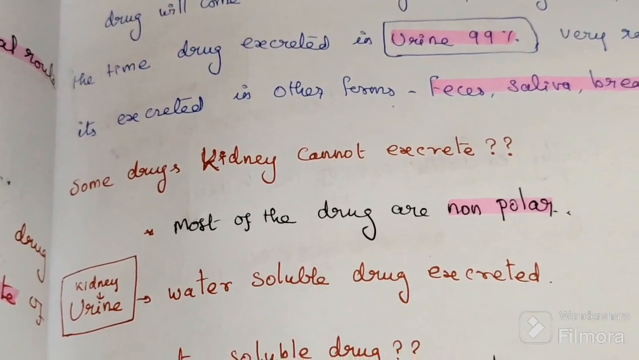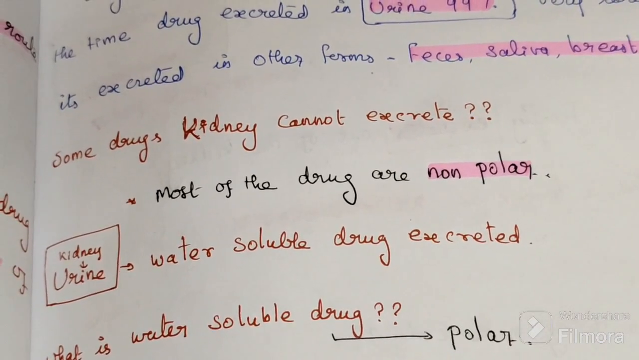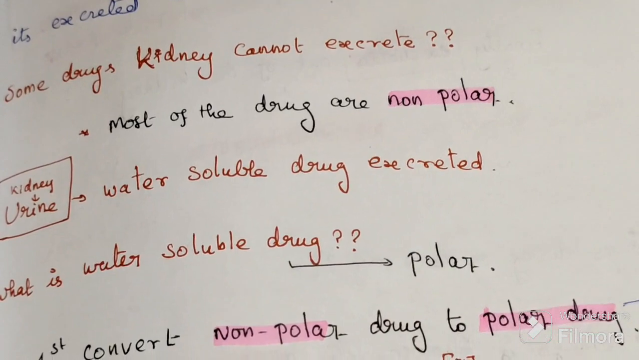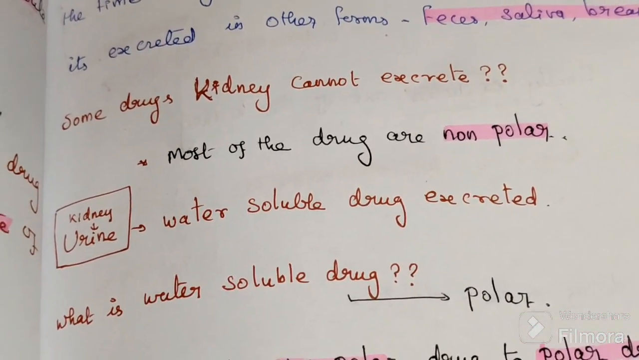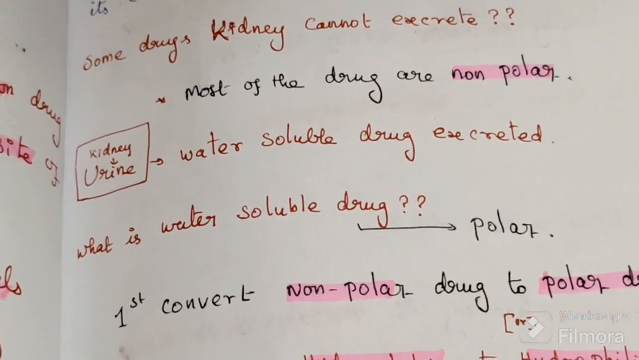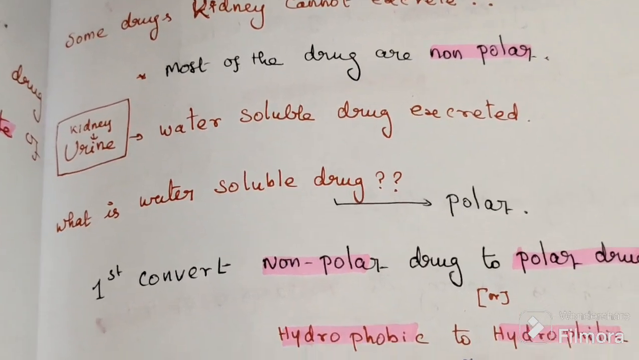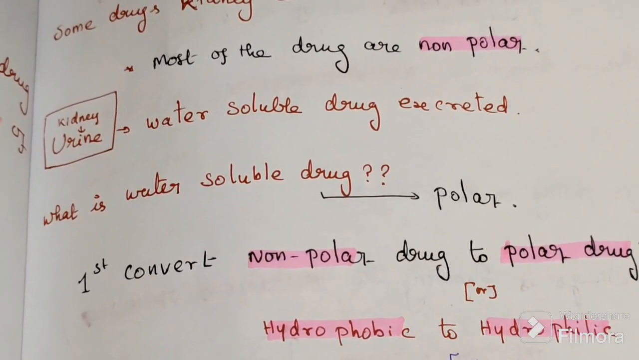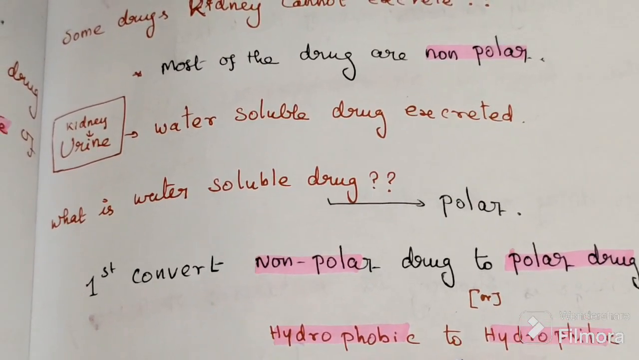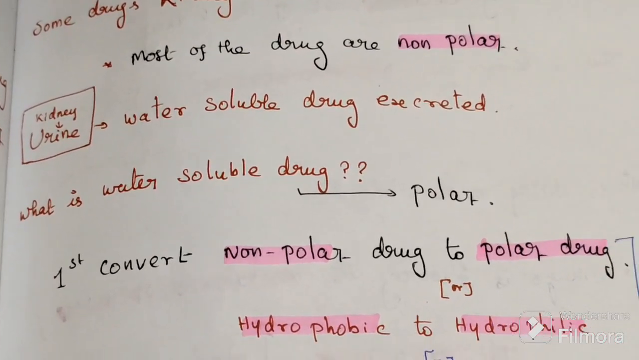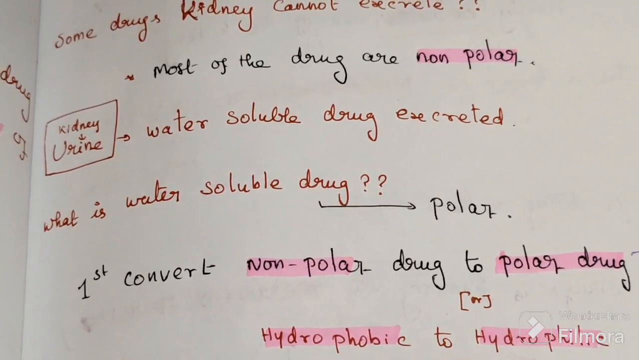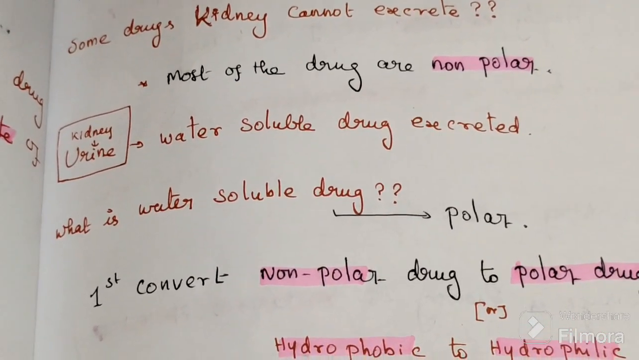What are water soluble drugs? Water soluble drugs are polar. So first we have to convert non-polar drugs to polar drugs. So the kidney is telling the drugs, first convert from non-polar to polar, then come back to me, then I will excrete you.